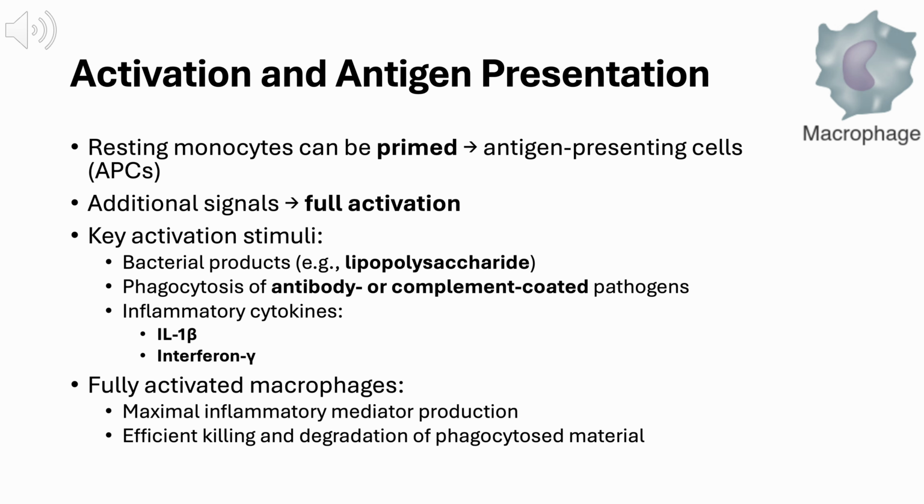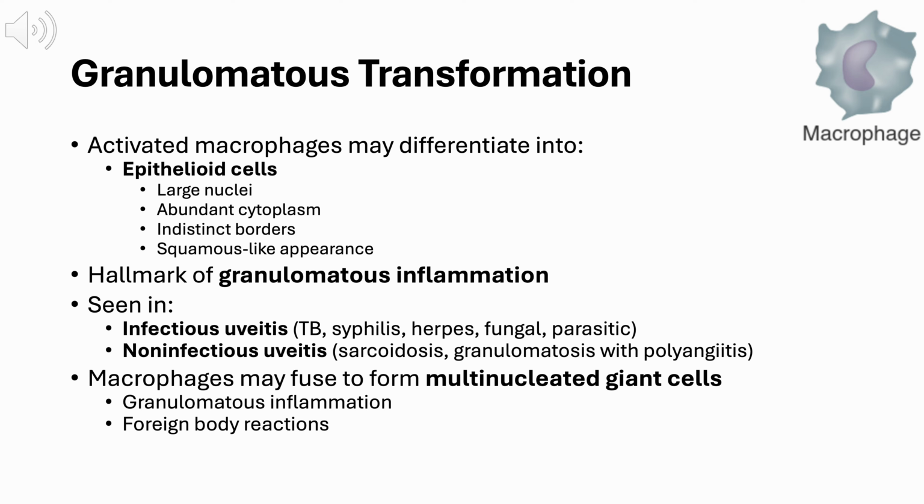Once fully activated, macrophages produce maximal levels of inflammatory mediators and become much more efficient at killing and degrading the material they have engulfed. This is another key way macrophages connect the immediate innate response with the later adaptive immune response. With persistent stimulation, activated macrophages can undergo granulomatous transformation into epithelioid cells. These cells have large nuclei, abundant cytoplasm, indistinct borders, and a squamous-like appearance. Their presence is a hallmark of granulomatous inflammation.